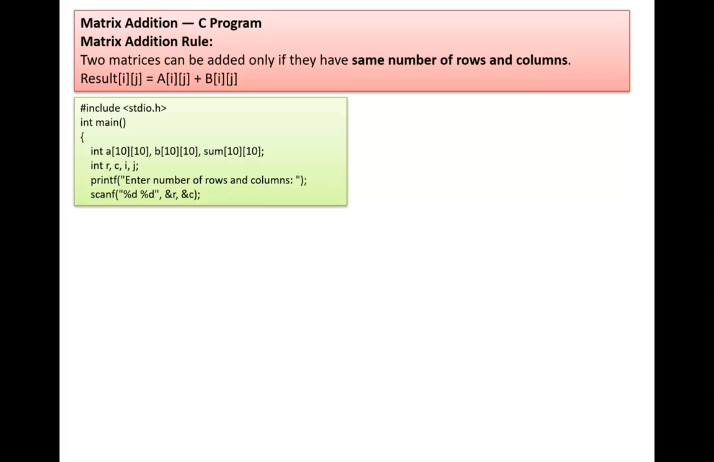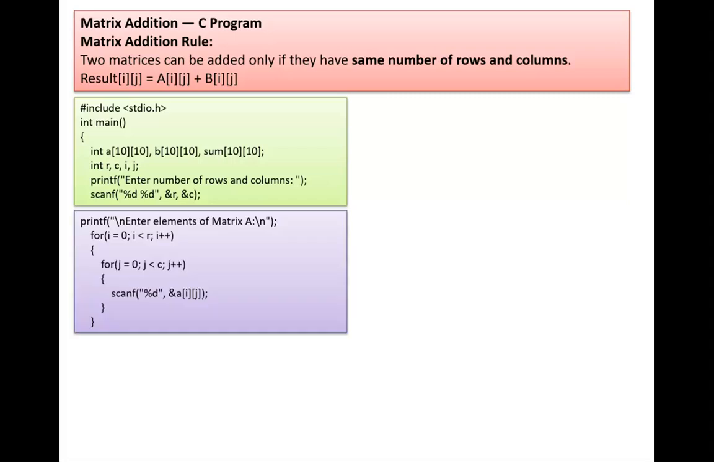Fine. Now I say enter number of rows and columns. So I am entering the number of rows and columns. These can vary from 2 or 3 or 5 up till 10. Done. I am asking the user to enter the elements of matrix A. How should I get the elements of matrix A? Use nested for loops, outer for loop for row, inner for loop for column.